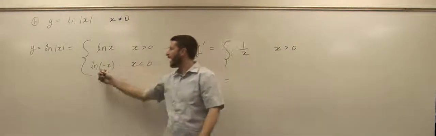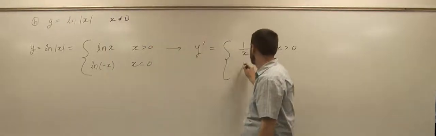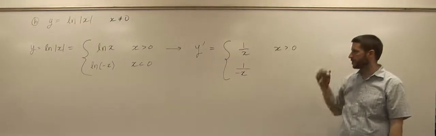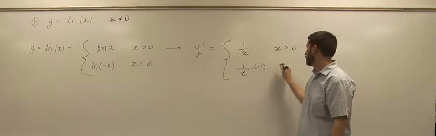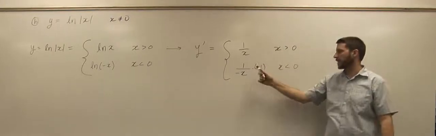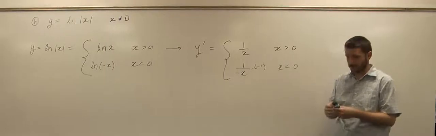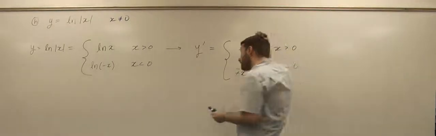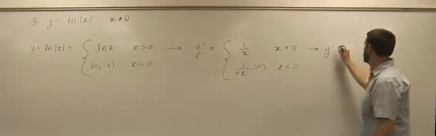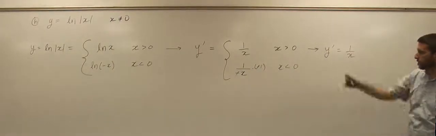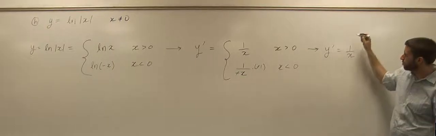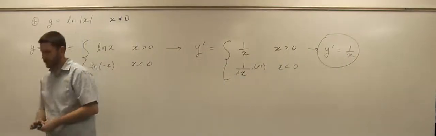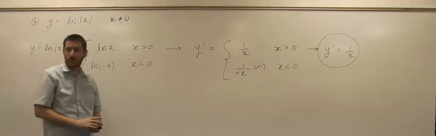So the derivative of natural log of anything, just take 1 over what's inside. But then what do you have to multiply by? The derivative of the inside, which is negative 1. Same thing. So the negative and the negative cancel and you get 1 over x. So actually the derivative of natural log of absolute value x is 1 over x as well. And that's just because of the domain restriction.